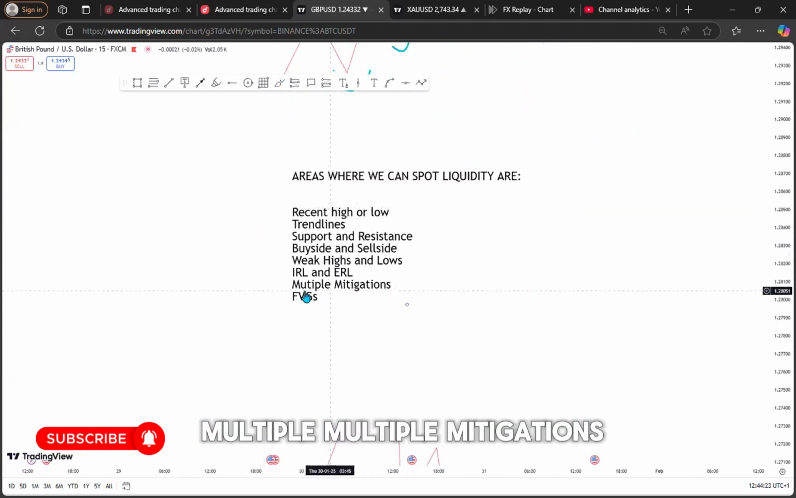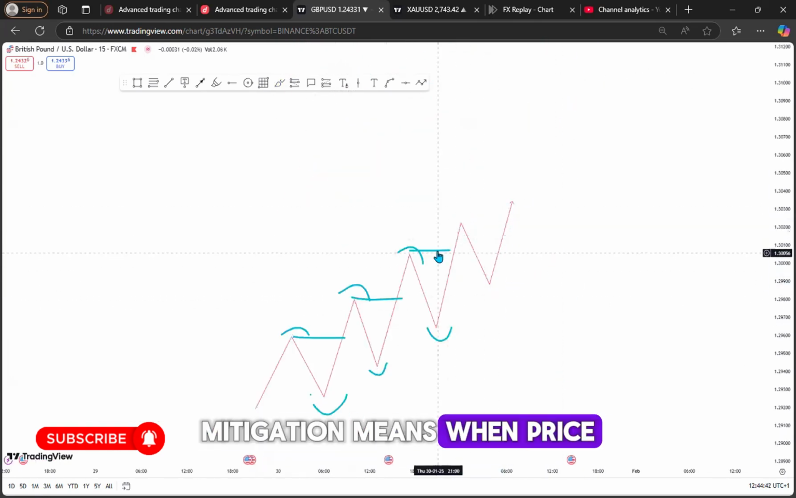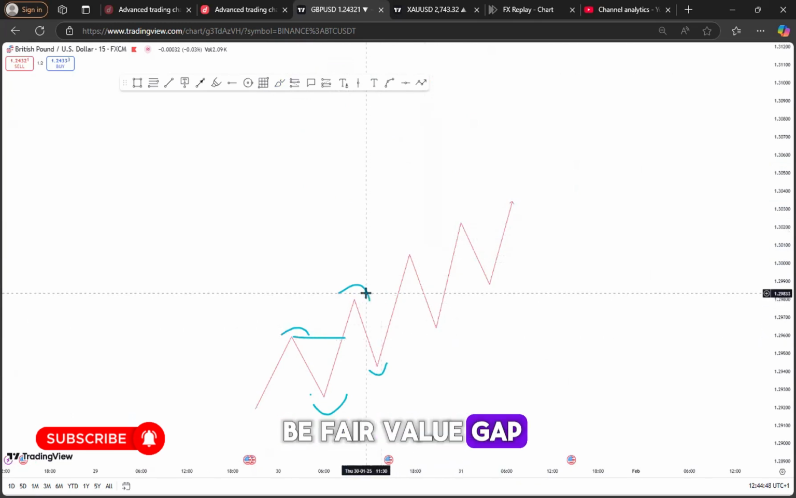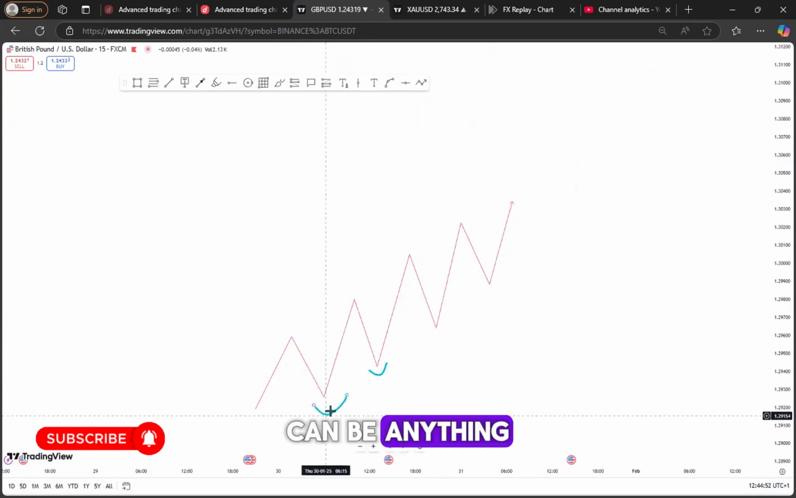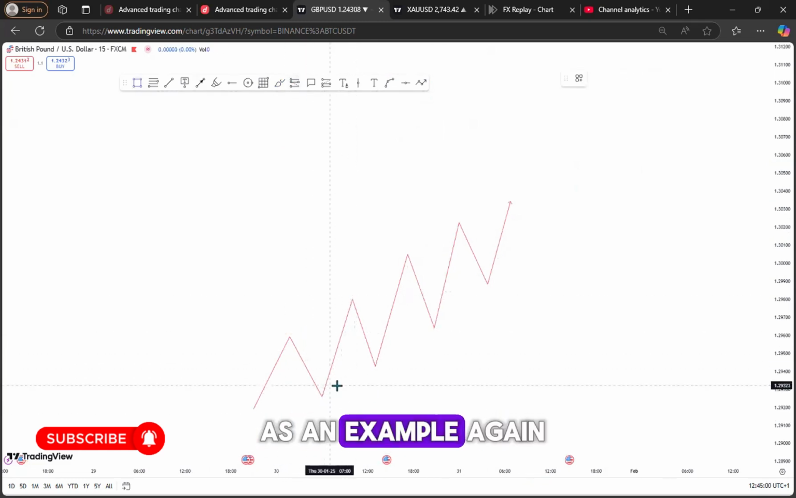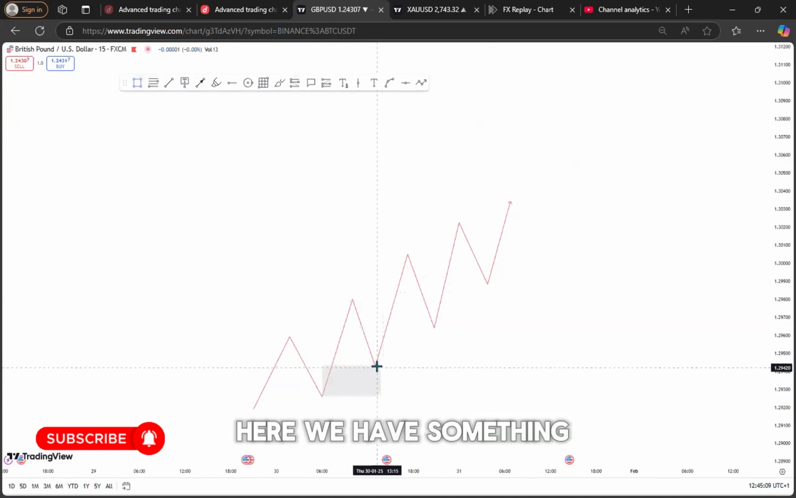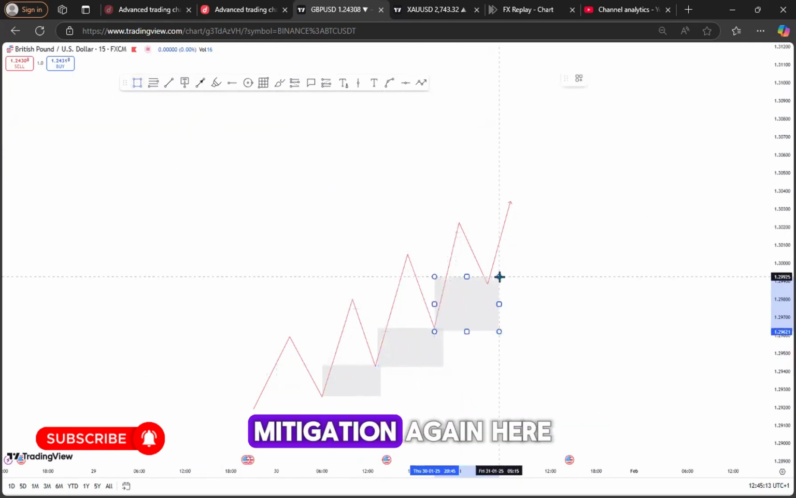Now, multiple mitigation. Mitigation means when price taps a POI. A POI can be a fair value gap, supply and demand, an order block, a breaker block, can be anything. Let me use this as an example again. Price pushed to the upside, came back to mitigate here. We have something like this again. Mitigation was made here. Mitigation again here.